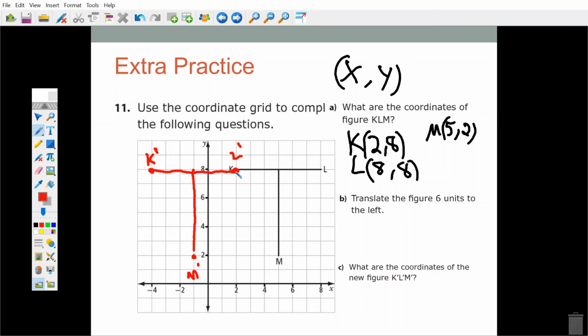And the final question wants the new coordinates for K, L, and M. Well, K is now at -4 and 8. L is at 2 and 8. And M is at -1 and 2. And that's the end of that one.